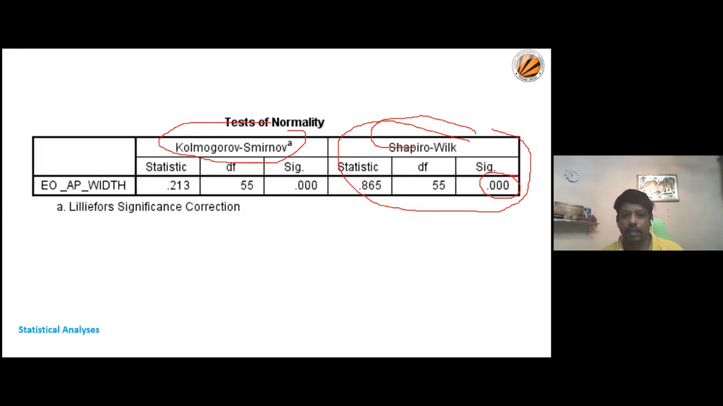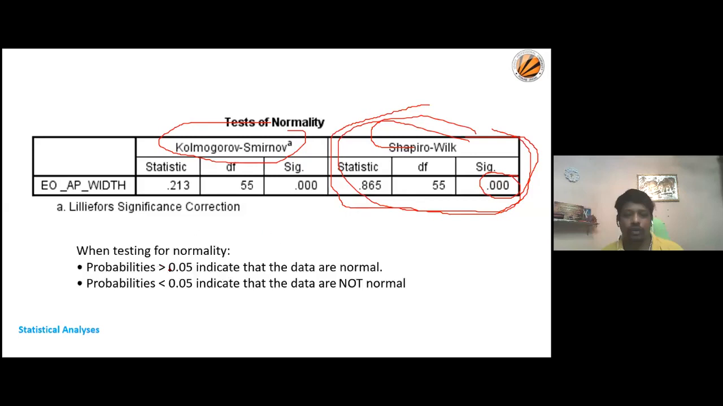Whereas if you have a sample size of more than 60, or above 100 or 200, much more, then use the Kolmogorov-Smirnov test. A value greater than 0.05 indicates the data is normal. It should be more than 0.05, which means that your data is normally distributed. According to this, this data, the Shapiro-Wilk, is not normally distributed.